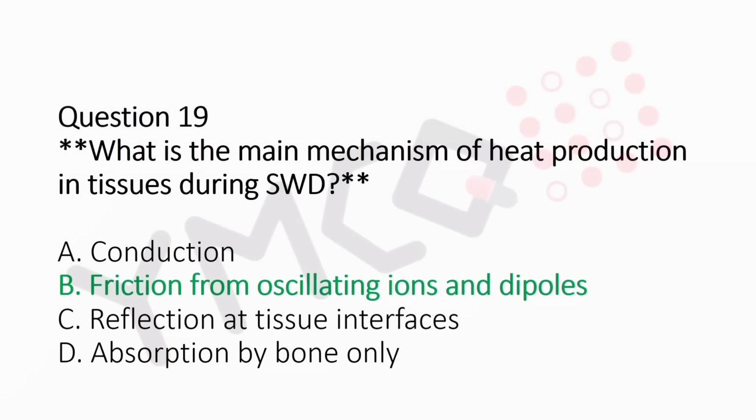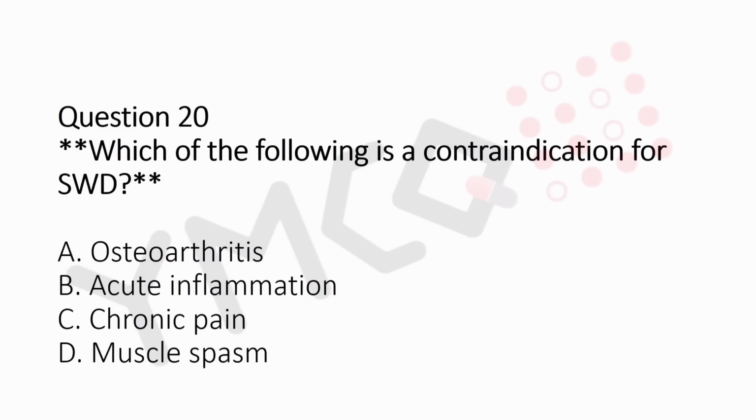Now let's move to question number 20. Which of the following is a contraindication for SWD? Option A, osteoarthritis. Option B, acute inflammation. Option C, chronic pain. Option D, muscle spasm. And the answer is option B, acute inflammation.